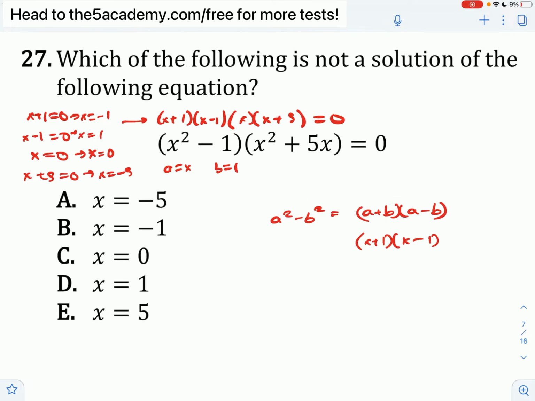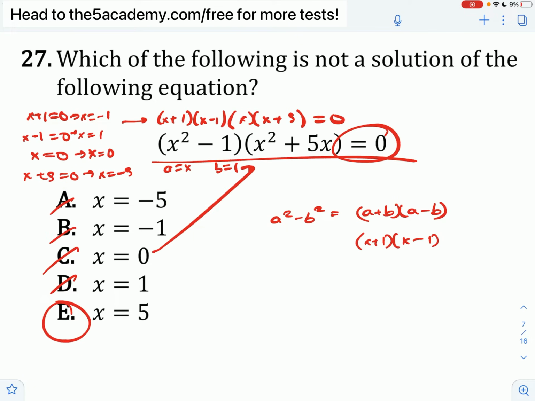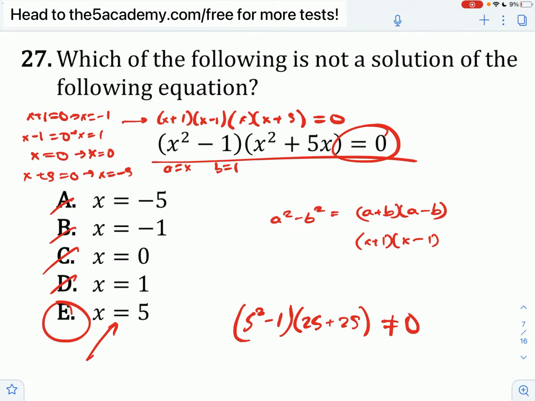X equals -5. So -5 is a solution, -1, 1, 0. 5, however, is not a solution. If I plug in 5 here, this does not actually equal 0. Now, if you didn't understand this process, what you could just do is plug in each of these answer options into x up here and verify that it's actually equal. The only one that it won't equal is when x equals 5. You'll get 5 squared minus 1 times 25 plus 25, and that does not equal 0. Okay?